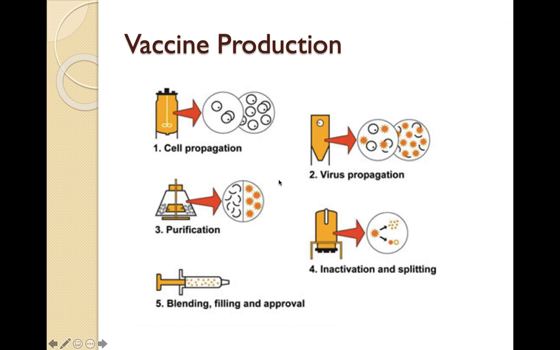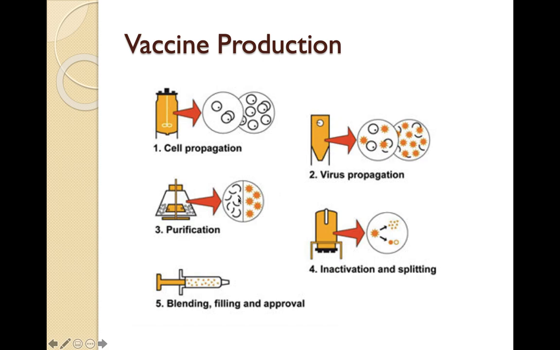We talked about that earlier. They cannot reproduce by themselves. So you're going to have a big giant vat of yeast cells or human cells or animal cells, depending on what the virus reproduces in. And you're going to introduce the virus to that. That virus is going to reproduce inside of all of those cells, propagate, and you're going to grow up a ton of that virus inside of the cell.